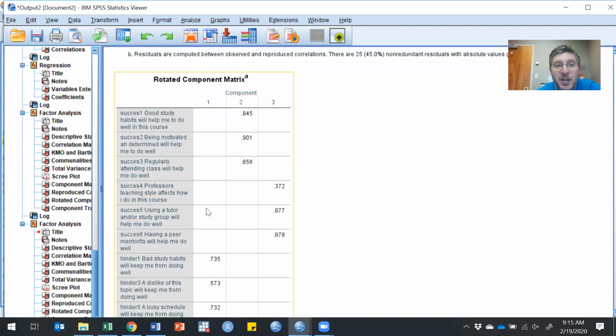The third component: professors' teaching style affects how well I do. Using a tutor or study group will help me do well. Having a peer mentor will help me do well. Maybe these are mentoring relationships or mentoring habits. Two of the items load pretty well on this construct. The success 4 item loads pretty weakly, really borderline here. It's less than 0.4.